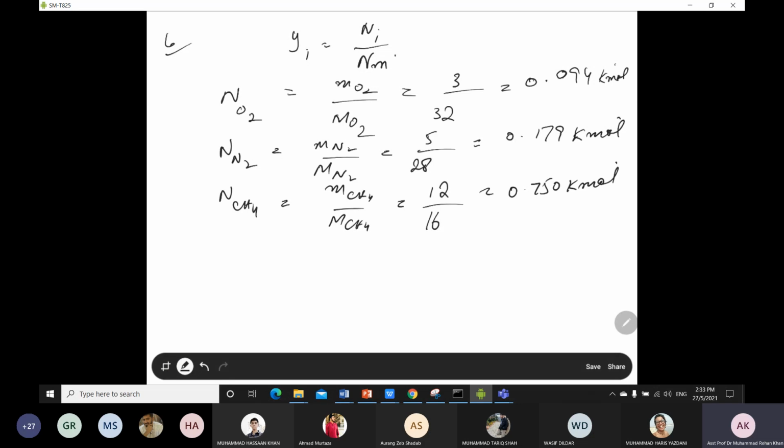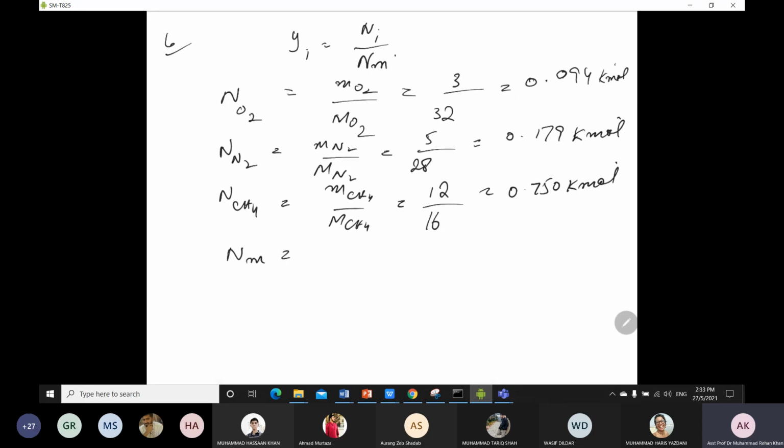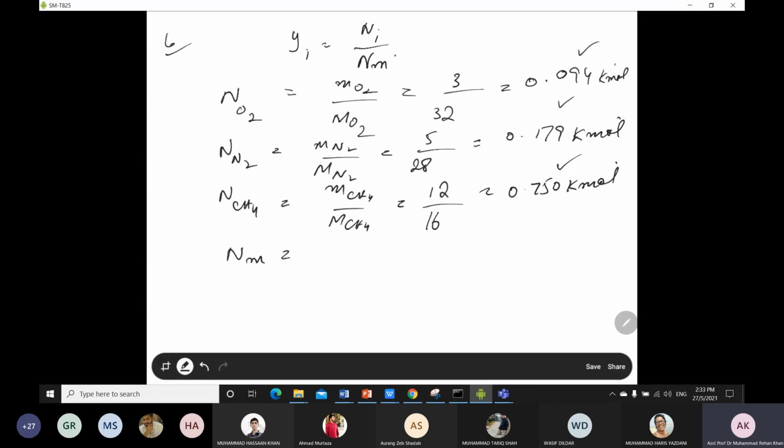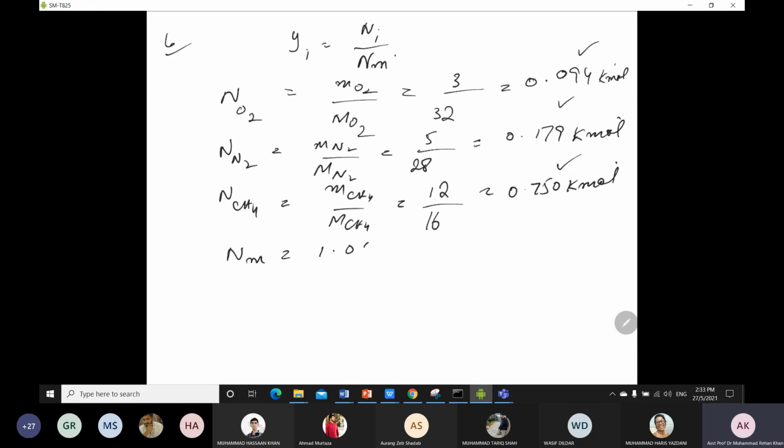Okay, so now these are the mole numbers of the individual gases. Now we can easily find the number of moles of the mixture. You just have to add the number of moles of O2, N2, and CH4. So it will be equal to 1.023 kilomole by just adding these three terms.